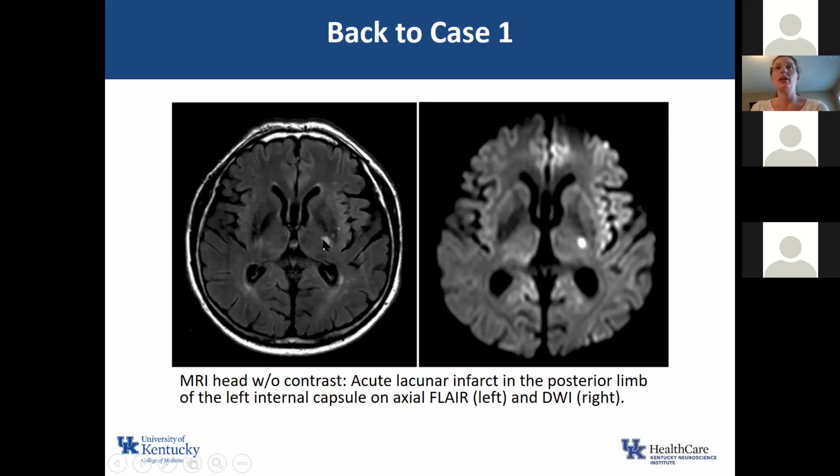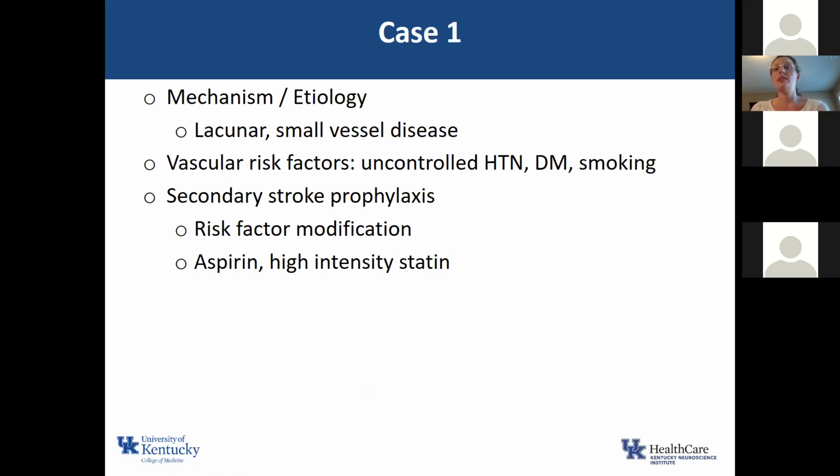And on the FLAIR, we also see a hyperintensity there. We see some scattered areas of white matter disease as well. So overall, he's had a very small stroke. But he does have some underlying risk factors: uncontrolled hypertension, diabetes, and smoking. Based on those risk factors, the location of the acute infarct, and the areas of white matter change that he already has, it looks like he has small vessel disease, and that's likely the mechanism of his lacunar infarct.